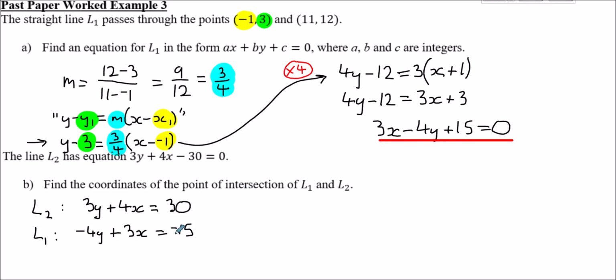So we could make either the sizes of the x's the same or the sizes of the y's the same. I'm going to make the coefficients of y the same size. Let's go for 12. And so what I'm going to suggest we might do is multiply the whole top equation by 4 to get 12y, and we could multiply the whole of the bottom equation by 3 to get minus 12y.